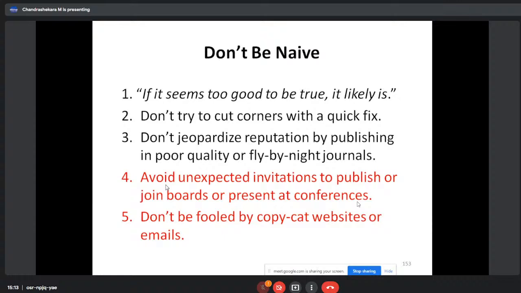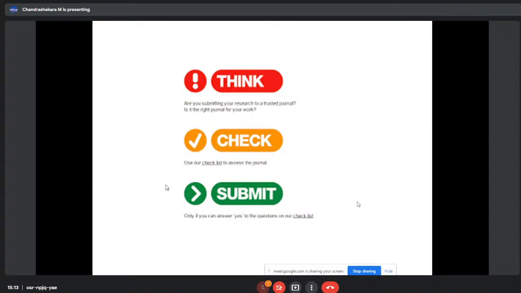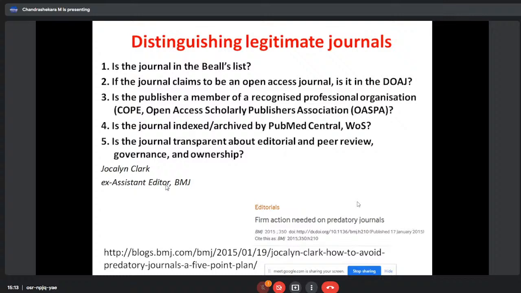Then what you have to do? Think, check, and submit your article. Before this, you have to do this: think, check, and submit your article to legitimate journals. There are many, and other experts may be waiting, so I will do it later. Distinguished legitimate journals are there, and I'll tell you how to identify them later, because these are the highlights.